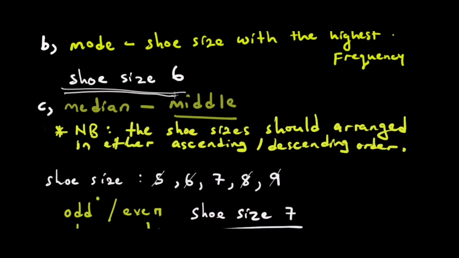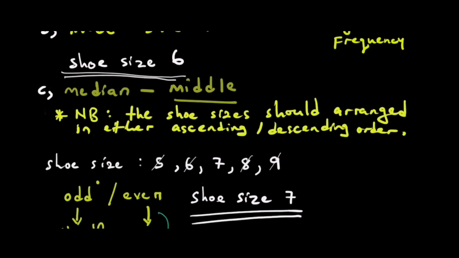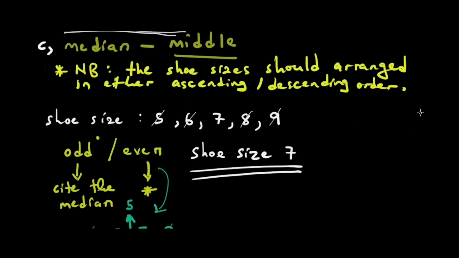Then C wanted us to find the median. We saw that there are two important things when we want to find the median. Firstly, the median is more like a middle term. Then secondly, we must arrange the elements or numbers we have in either ascending or descending order. Then we find the middle one. If we count our elements and see that they are odd, we just cite the median. But if we see they are even, we find the 2 middle terms, then we find their average.